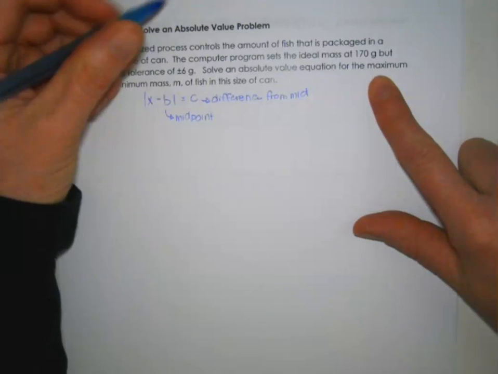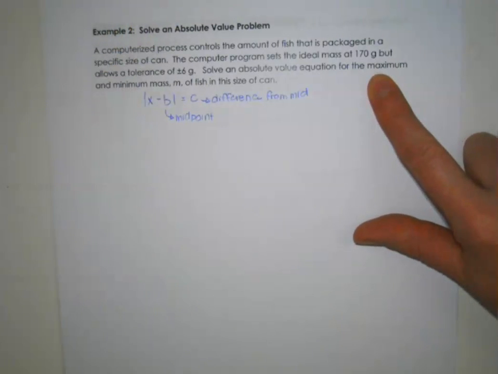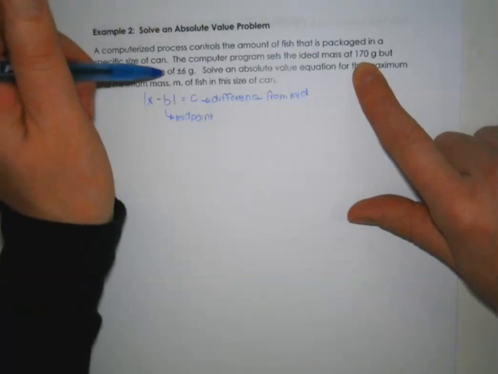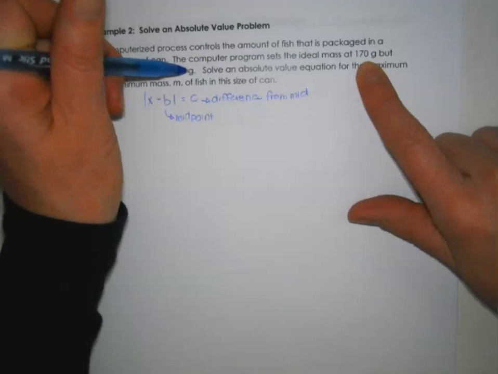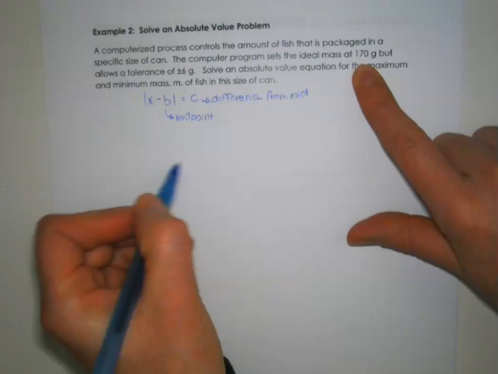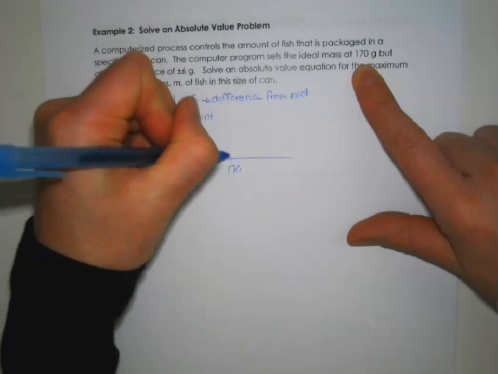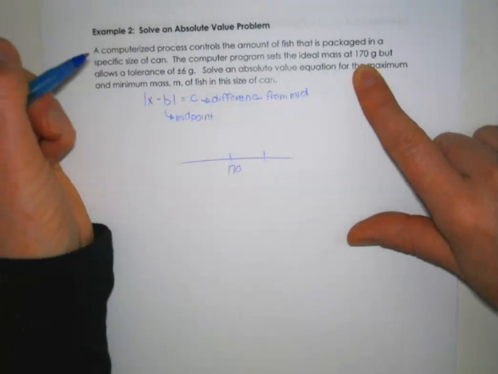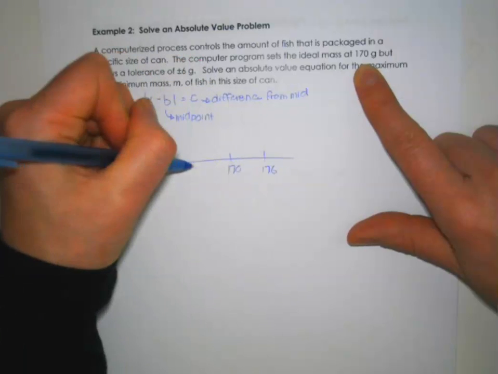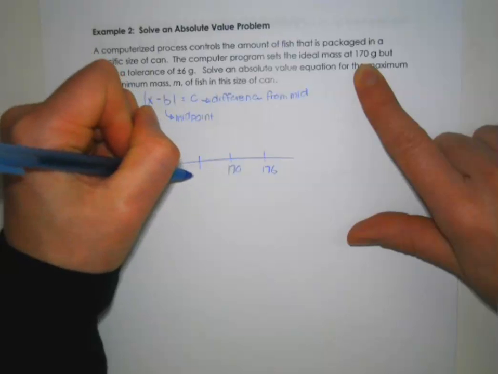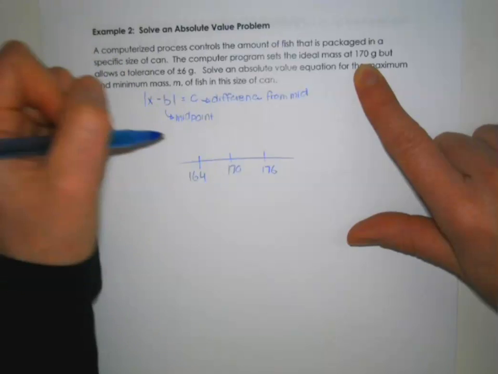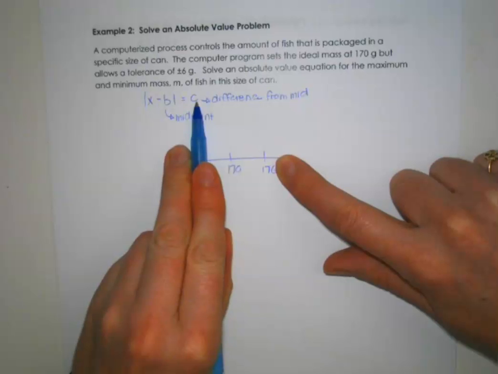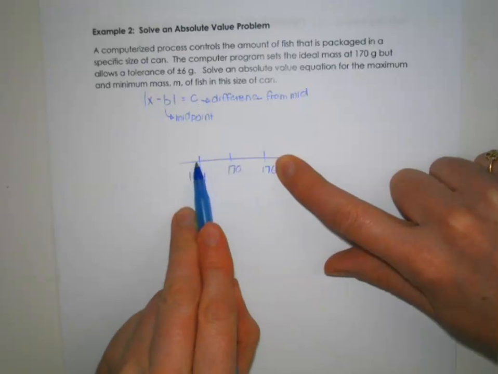Okay, so if we think about what's going on here with this can of fish, the ideal mass is 170, but there can be a difference of 6 extra grams or 6 less grams, right? So 170 is the ideal, which is basically going to be the midpoint, but we could go up to 6 units higher, which would be 176, or we could go down by 6 units, which would be 164. Okay, so our midpoint is 170, and our difference on either side of that is 6 units.